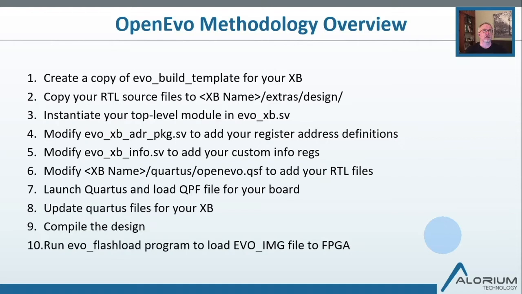Now, normally the first time you try to compile, you're going to run into errors. Maybe you've got syntax errors, maybe you've got typos, maybe there's just something about the way you connected it up that Quartus doesn't like. You'll have to take a look at those errors, go back, make changes to your source code, compile again, and keep going in that iterative loop until you get a clean compile. Once you have a clean compile, then we can run our Evo flash load, which will move that new image into your FPGA, and then you can go and run your hardware.